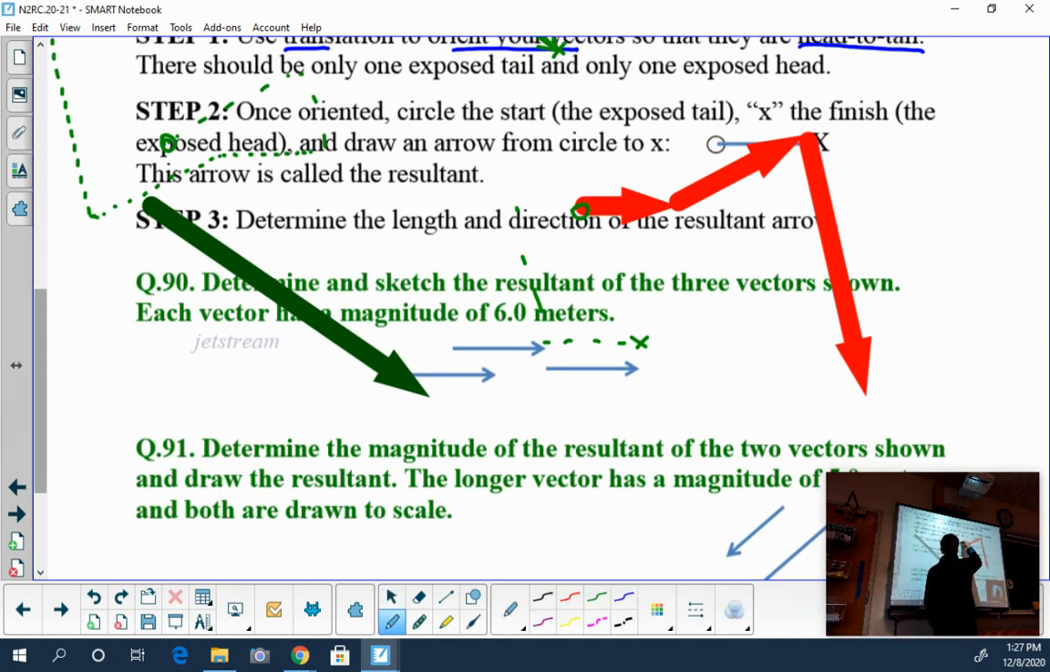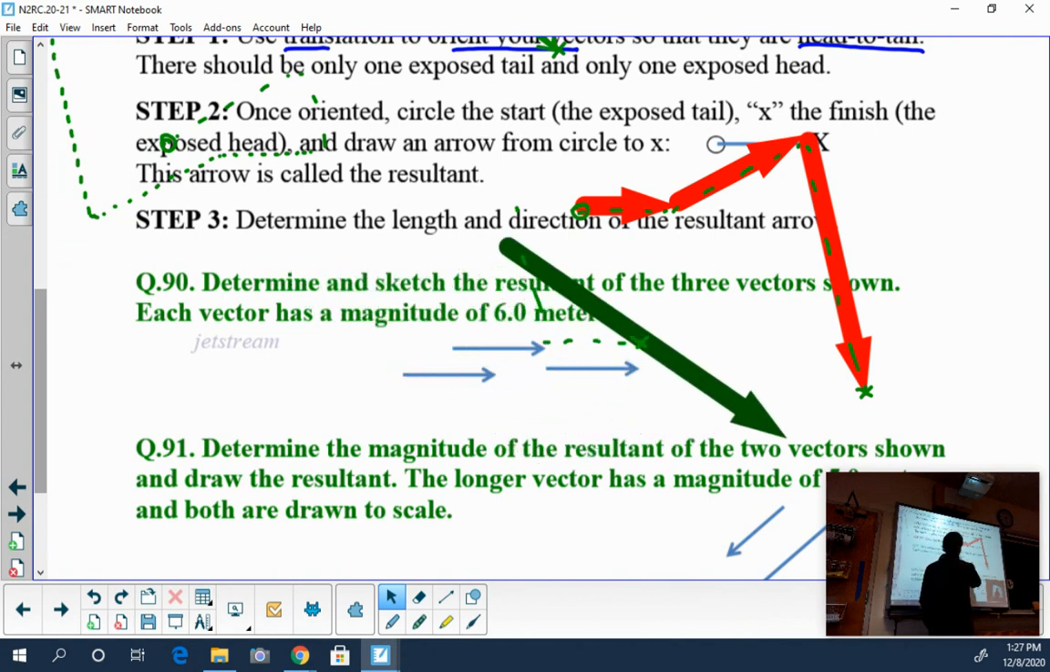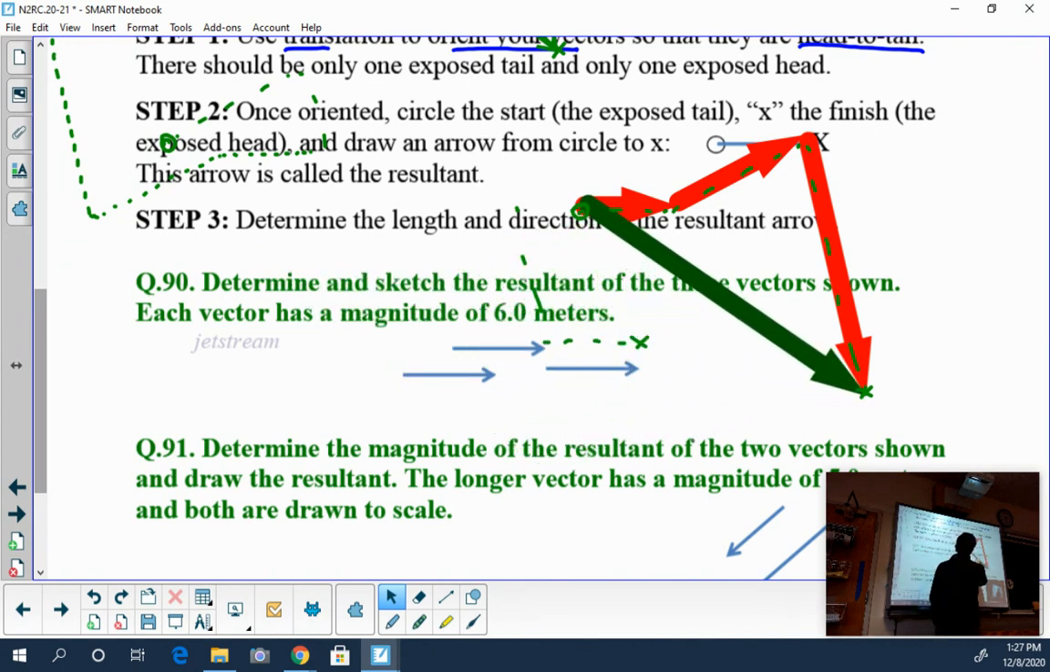Circle to start, X to finish, that's the finish, and the resultant is, boom, the exact same thing again. That one looks like a funky heart. Anyway, there it is. And the way you would define this green resultant is by its length and its direction.